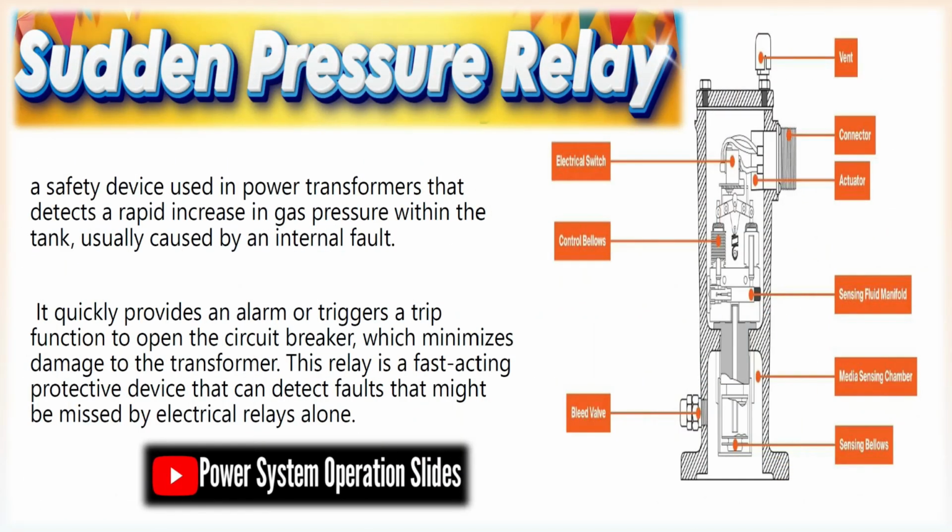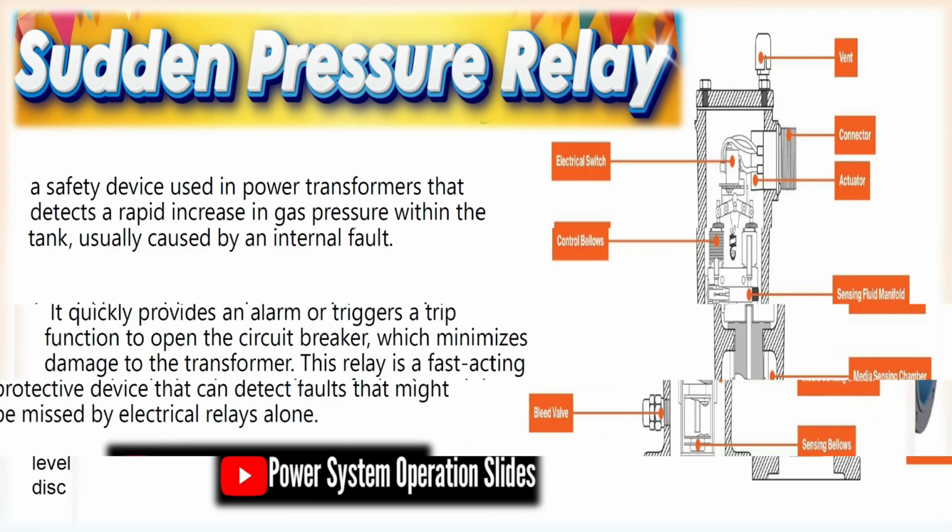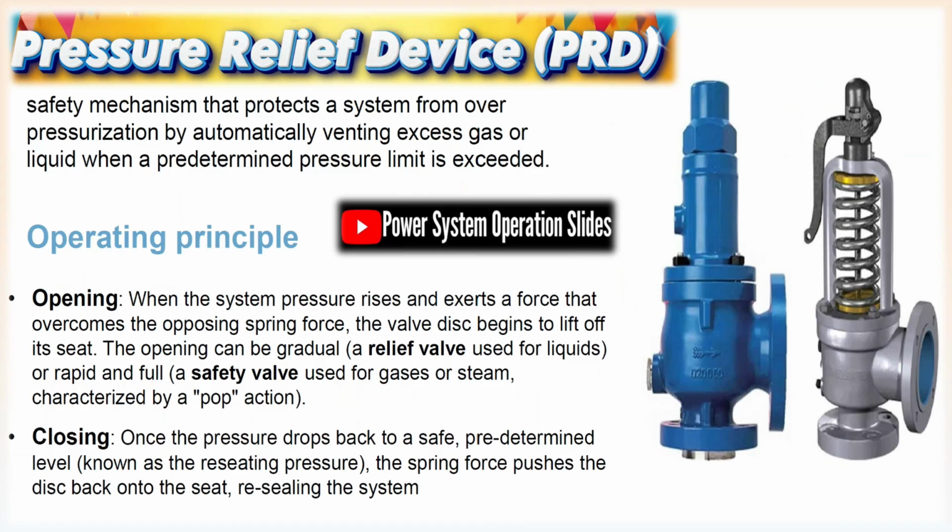Pressure relief device, PRD. A PRD vents excess pressure from transformers when internal levels exceed safe limits. It opens automatically and reseats when normal pressure is restored. This prevents tank rupture and ensures operational safety.